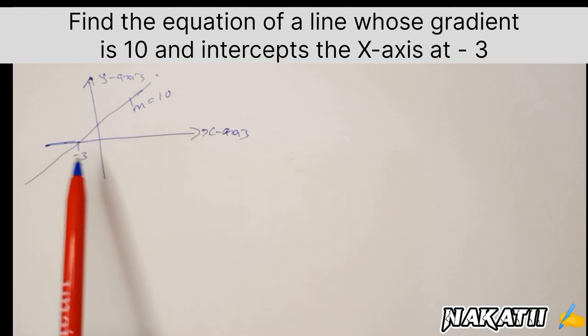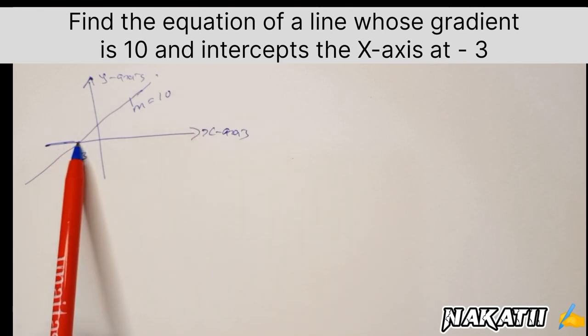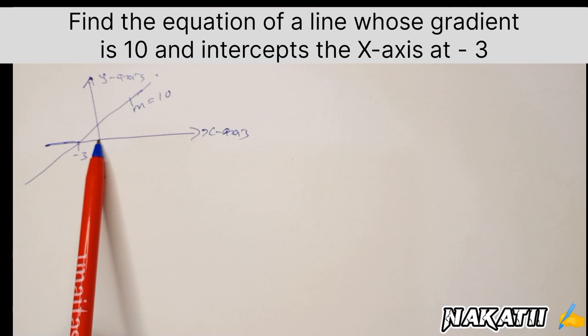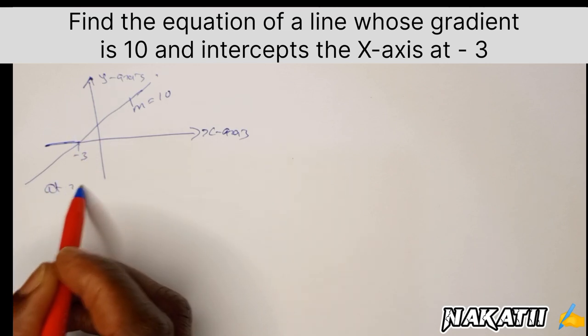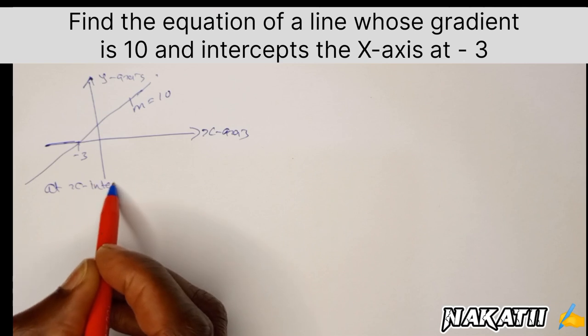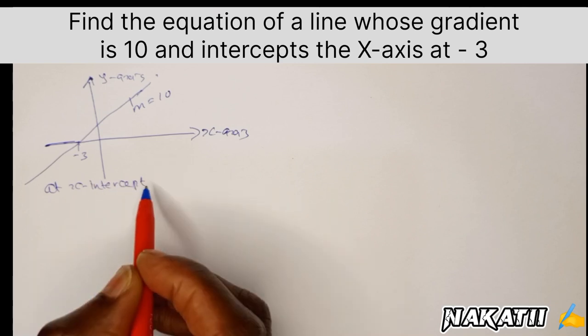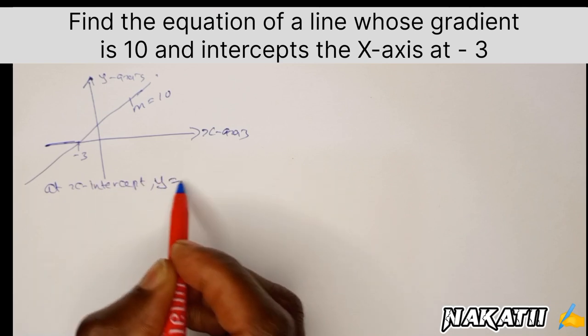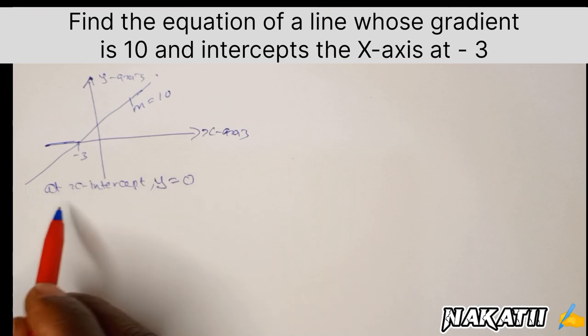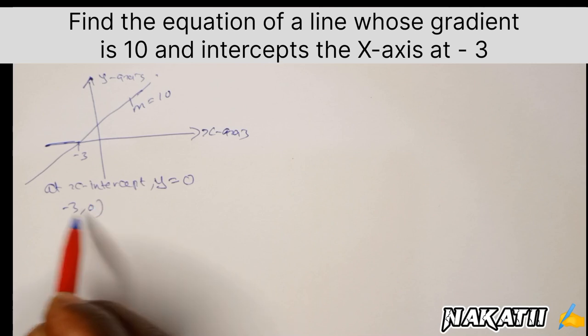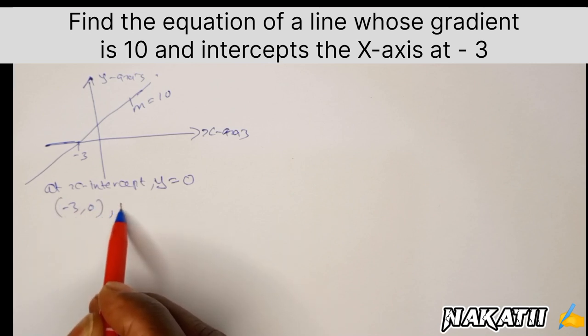Now from here you can see at the x-intercept the value of y will read 0. So we are saying at the x-intercept, the y coordinate is always 0. So we have a point, -3, 0, and then we have the gradient, which is 10.